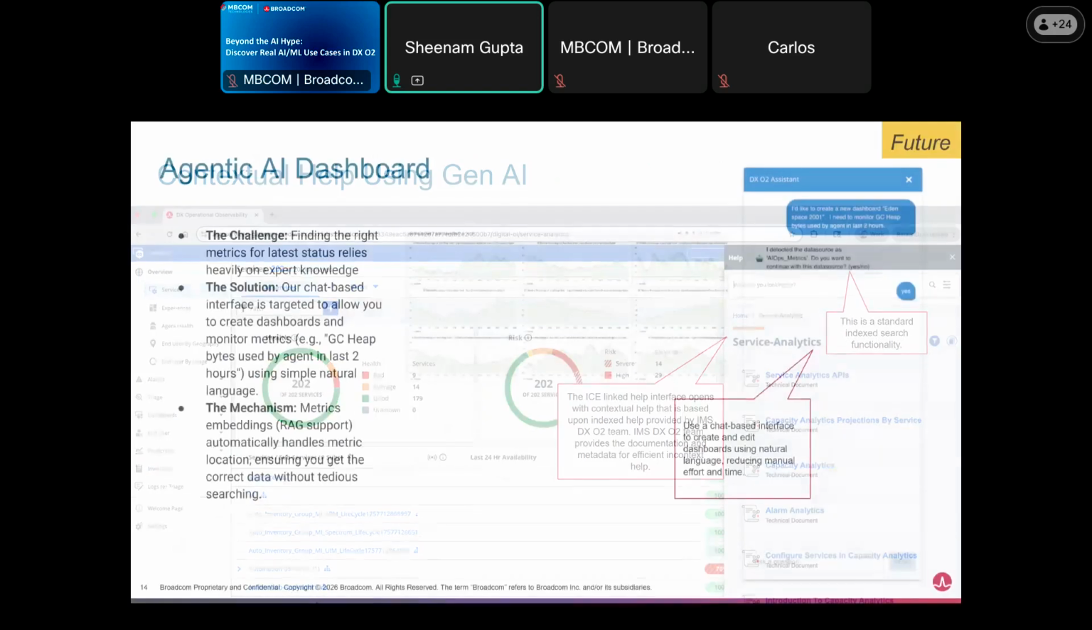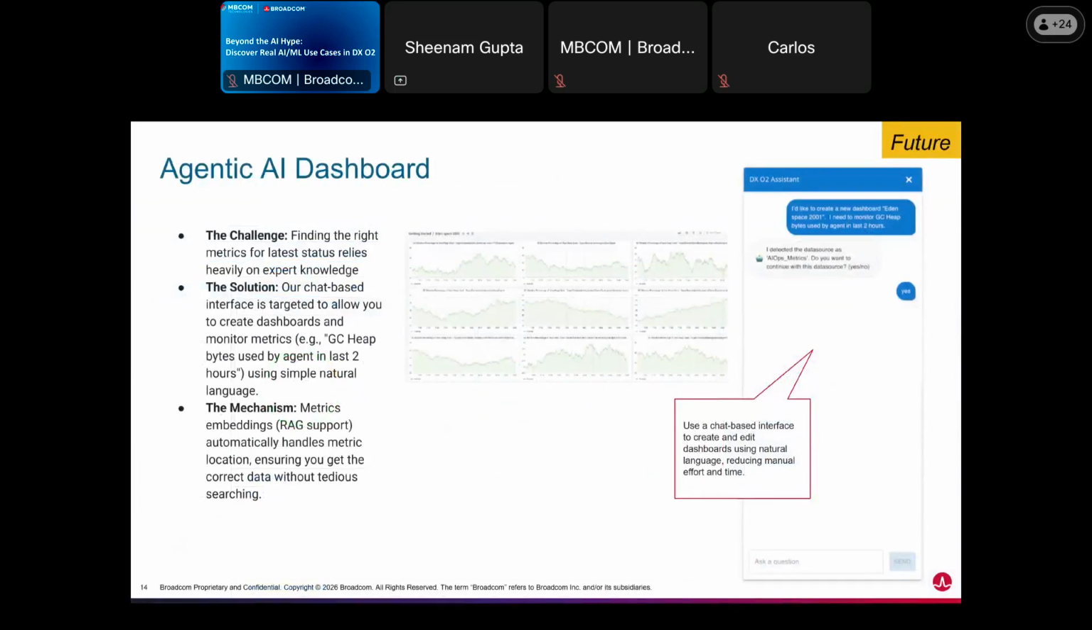This is the agentic AI dashboard that I was talking about. This is an upcoming feature. If you have related use cases, let us know. But essentially, the idea here is to give the users an easy way to paint a dashboard for the insight that they are looking for.